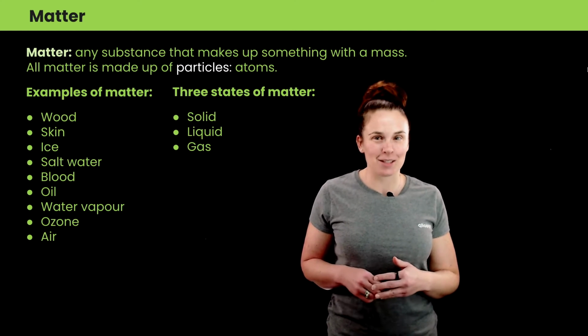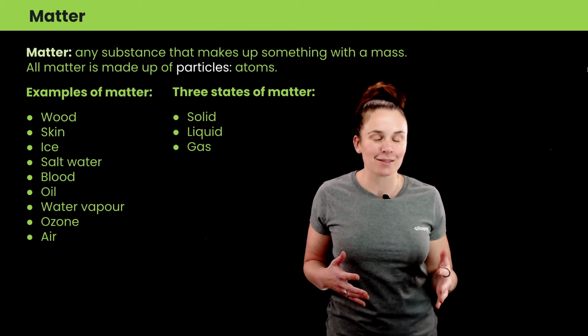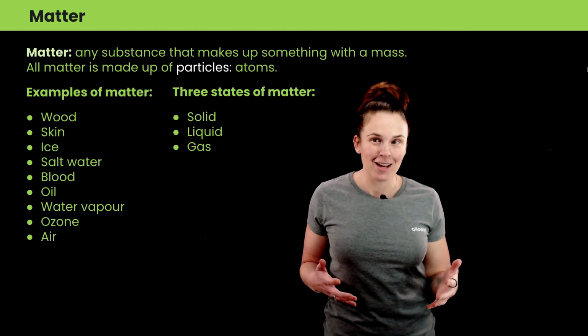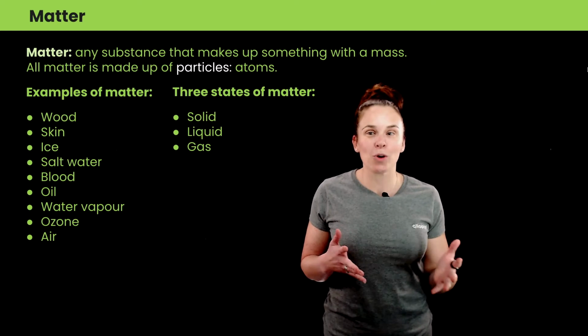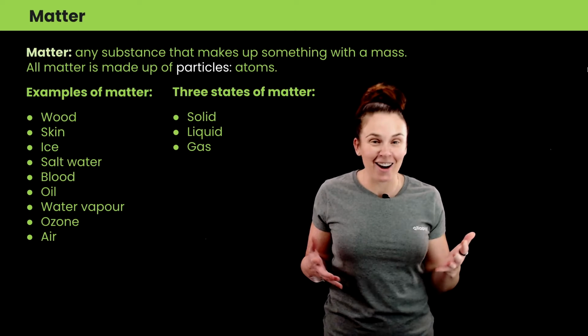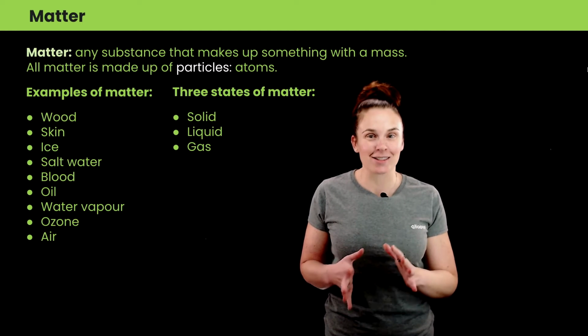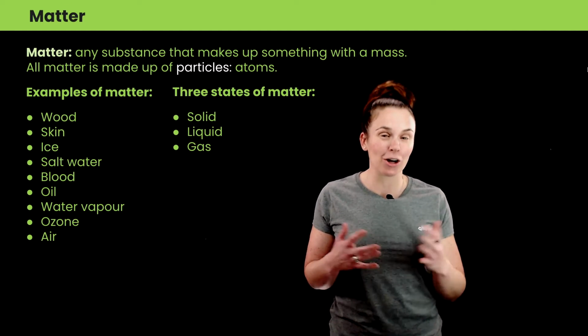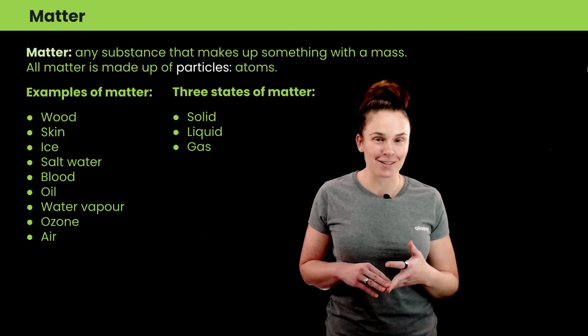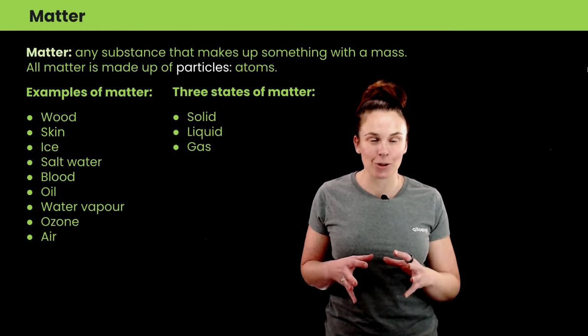Matter is any substance that makes up something with a mass. So all matter is made up of particles, or atoms. Some examples of matter are wood, skin, my shirt, blood, oil, air, and those things exist in 3 states. We call them the 3 states of matter. So we have solids, liquids, and gases. And we're going to get into more detail about those in just a minute.